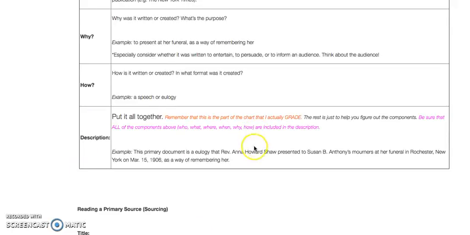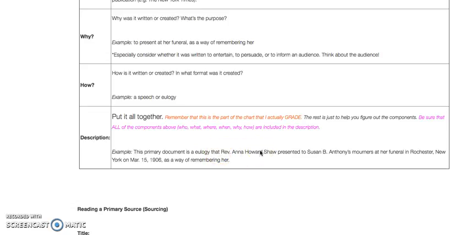And here's an example. The primary document is a eulogy that Reverend Anna Howard Shaw presented to Susan B. Anthony's mourners at her funeral in Rochester, New York. Here's the date and then why she presented it, a way of remembering her. You may even, to improve this a little, say a primary document is a eulogy that suffragist Reverend Anna Howard Shaw. That would be even better.